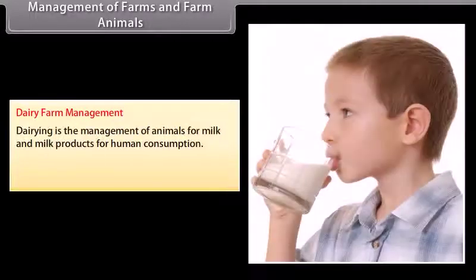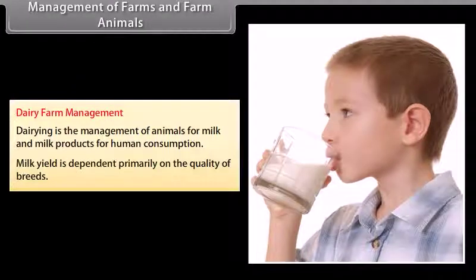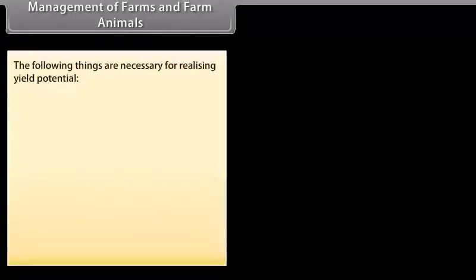Dairy farm management. Dairying is the management of animals for milk and milk products for human consumption. Milk yield is dependent primarily on the quality of breeds. The following things are necessary for realizing yield production.